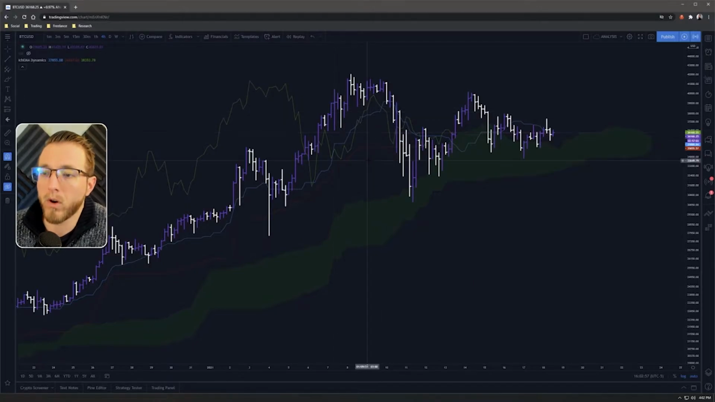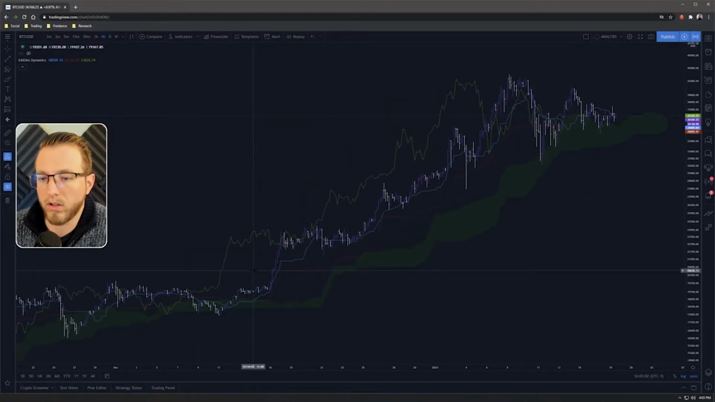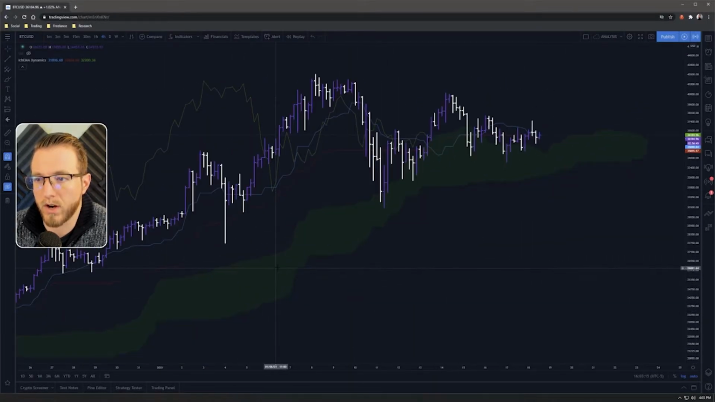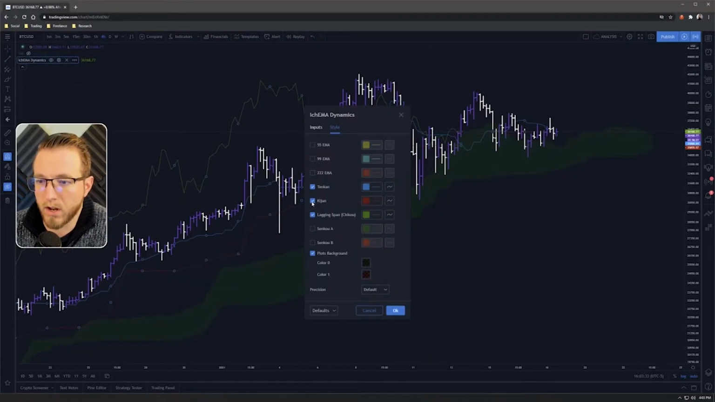One of those rules is that you don't want to get into a long unless this Chiku span is above the current price action. And you don't want to get into a short unless it's below the current price action. So this is probably where you would have exited longs. You would start exiting around here, or potentially you would have been holding until around here after it bounced, when your TK lines crossed. So that's another thing.